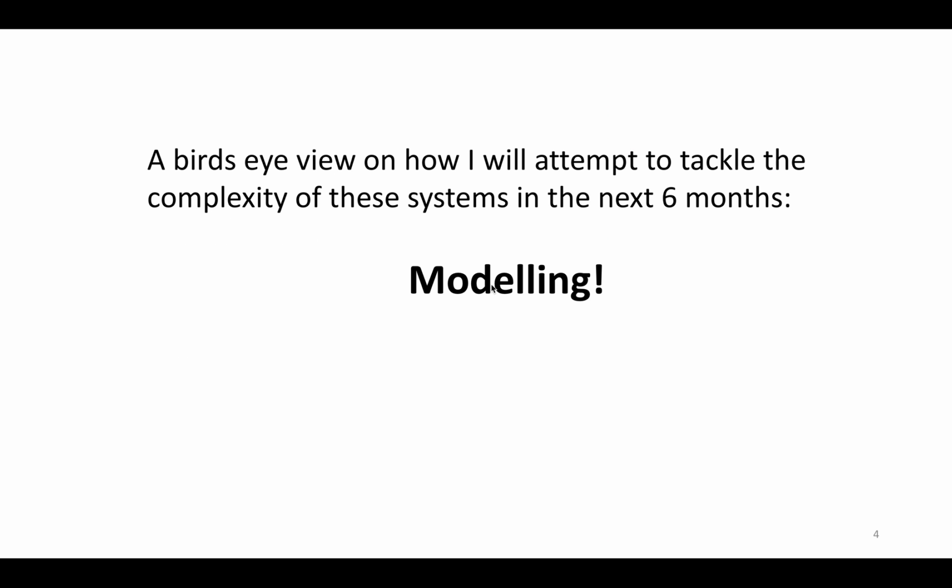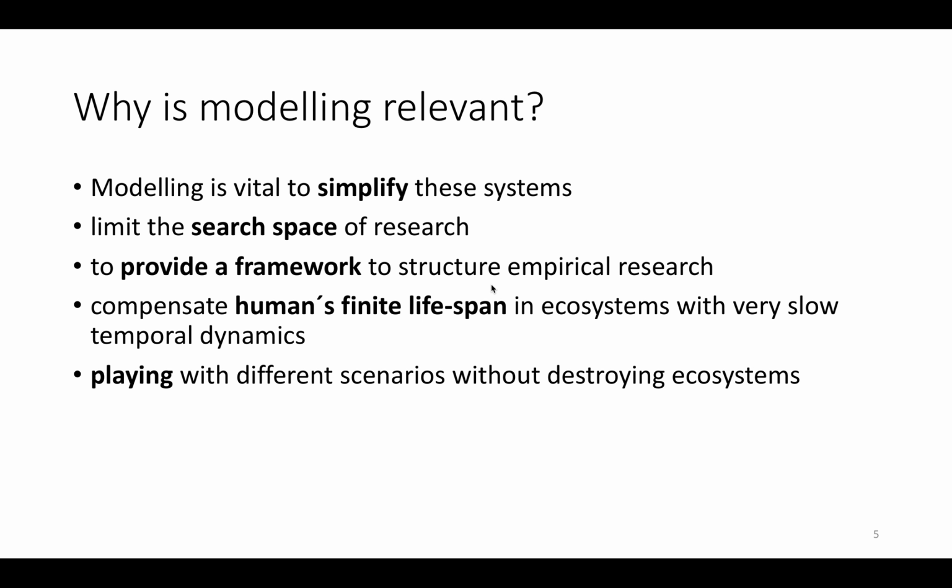So in this talk I give you a bird's eye view on how I attempt to tackle this problem and build a model. So onto modeling. Why in the first place is modeling relevant? So there's a few obvious reasons we can mention. We want to simplify the system. We can't study the system in nature. It's too complicated for us to understand. We've been trying it for years, but we need simpler frameworks, theories, and models to understand the system better. We also want to limit the search space we're using to explore the system and provide a framework for empirical research in a structured way.